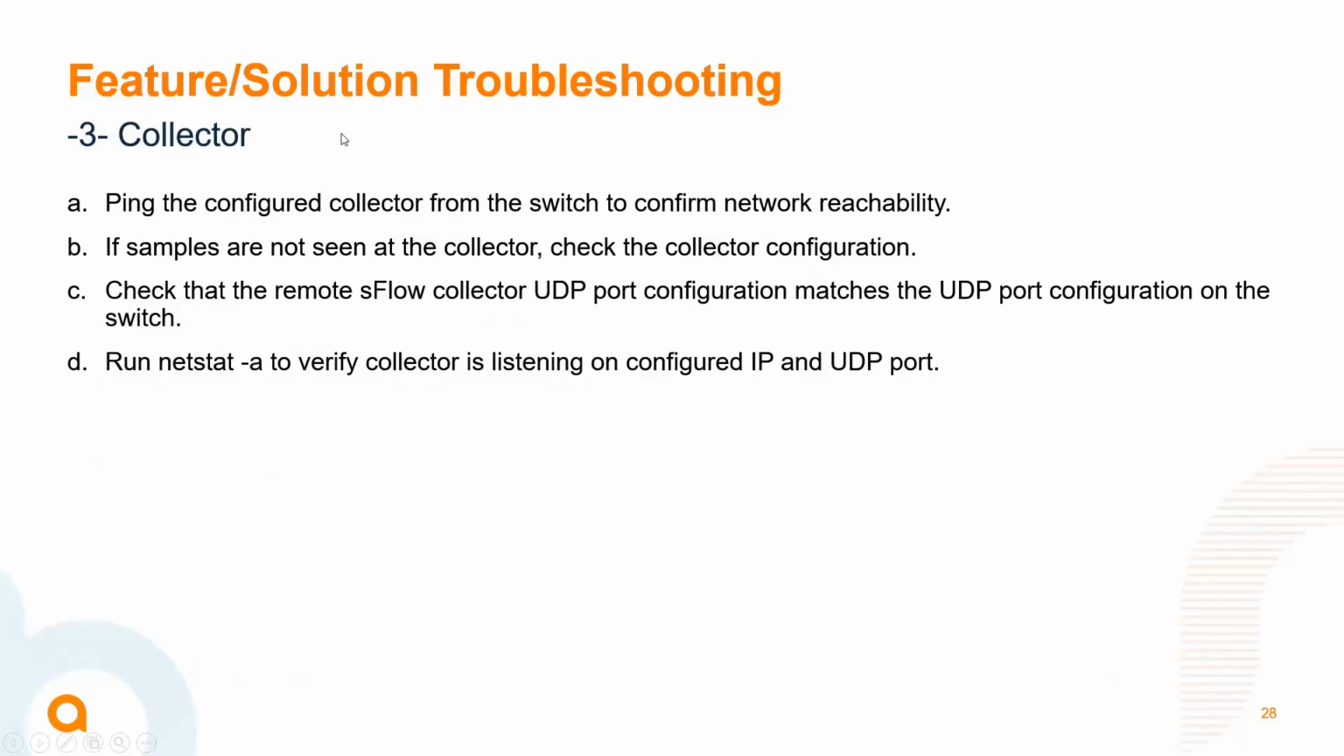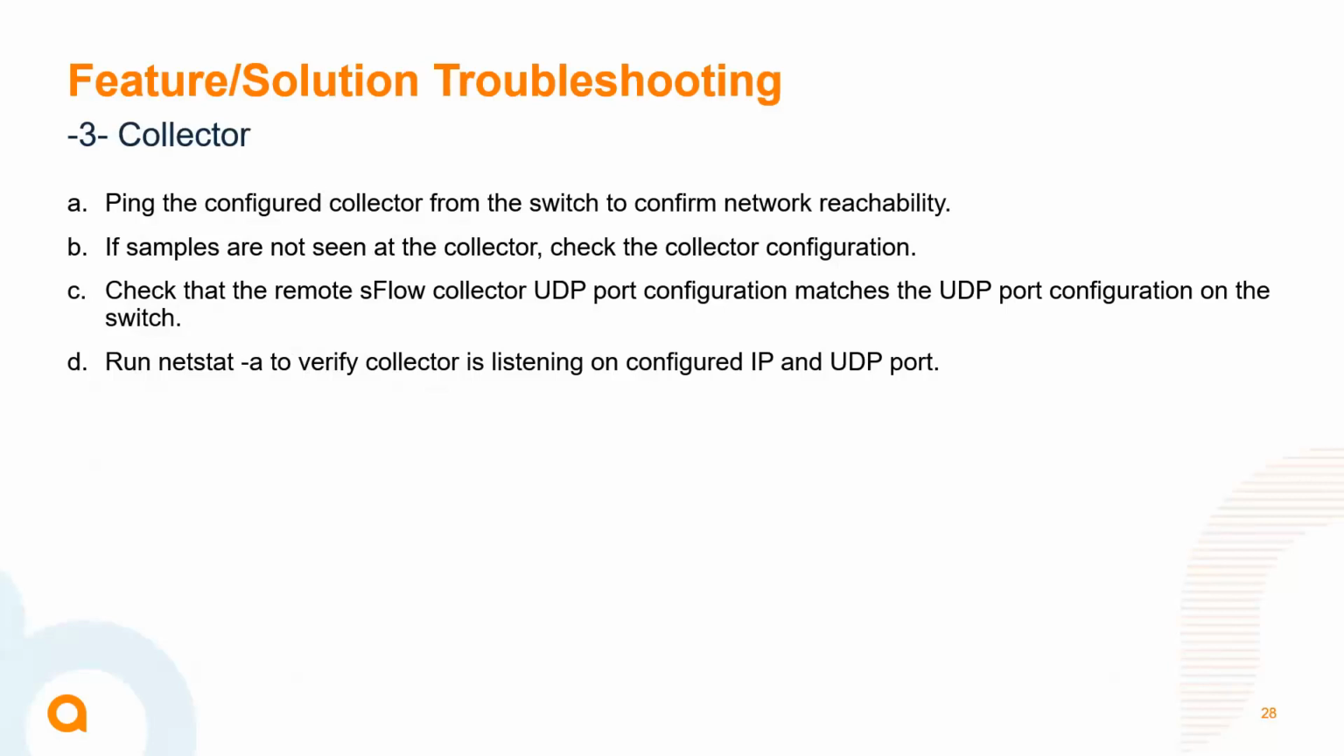Then when there is an issue and you previously check all those parameters, you can really take a look at the collector. So first of all, you can ping the collector from the switch to check against the network reachability. If the samples are not seen on the collector, well, the best is really to check the collector configuration as well.